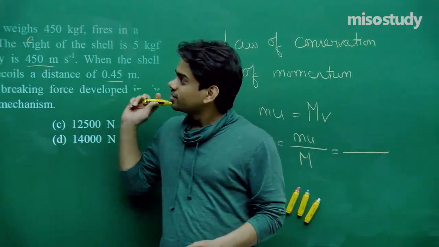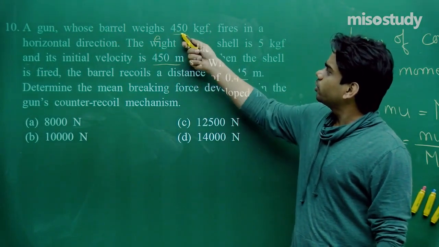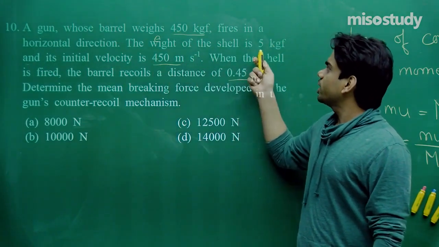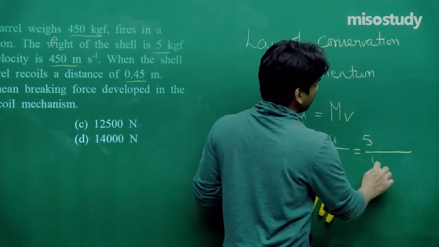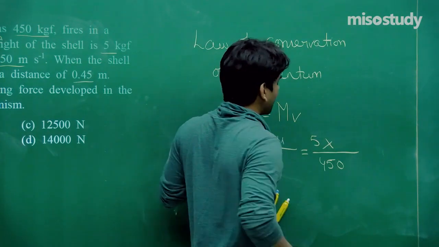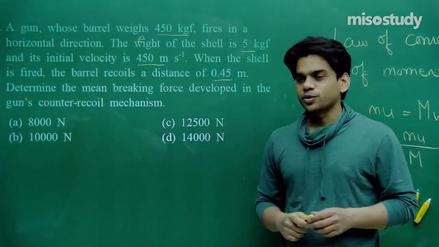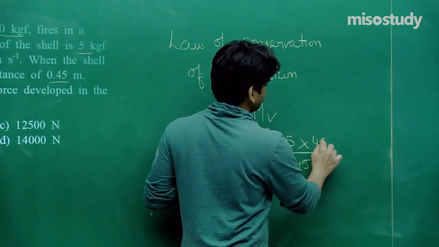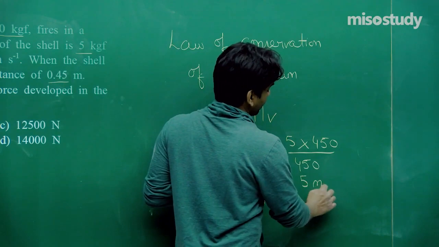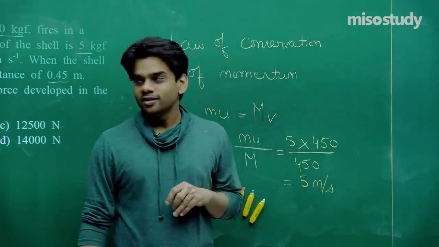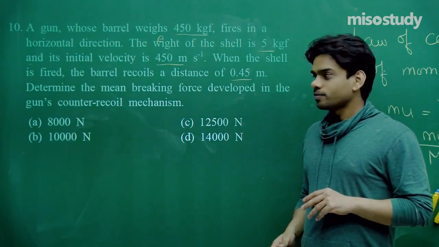See what that will come out. The weight of the shell is 5 kilogram force, so the weight of the bullet is 5, and the weight of the gun is 450, multiplied with the speed with which it was fired. Its initial velocity is 450 meter per second. You can easily see the velocity with which the gun will recoil will come out to be 5 meter per second. Quite easy.